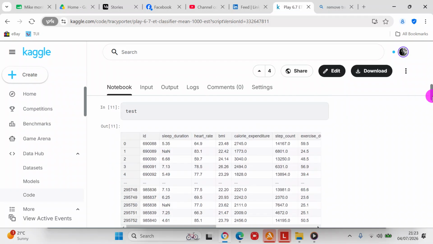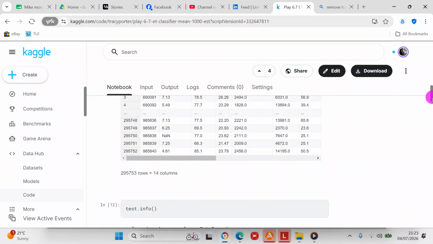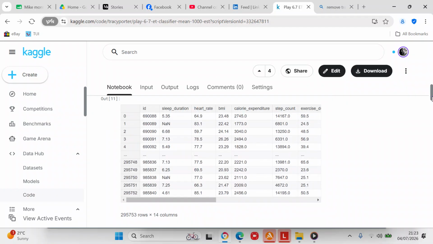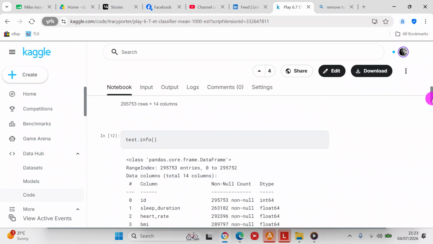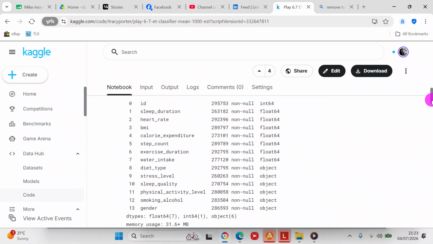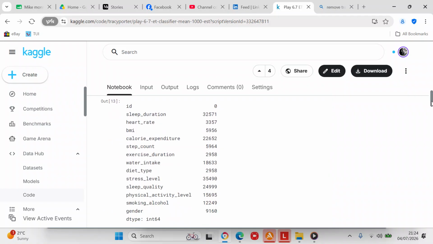And so now what we're doing is we're checking the test. So the test does not have a target. The test does not have a health condition. And so you only have 14 columns of data instead of the 15 columns of data in train. So we check the info, and you can see that the columns of data, or the features in test, are the same as the features in train, except train has a target and test does not. So we check for null values, and you can see we've got a lot of null values.